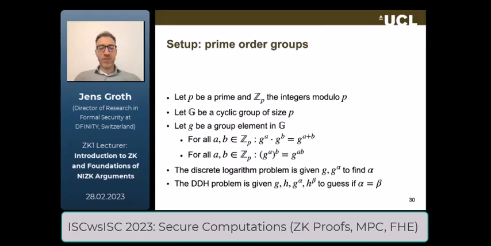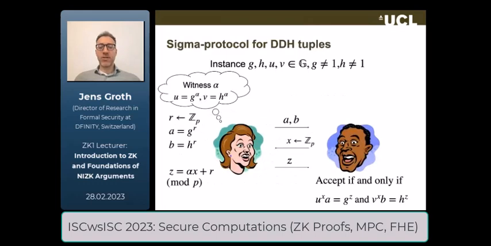Okay, another very well-known cryptographic problem is the decision Diffie-Hellman problem: given g, h, g^alpha, h^beta, try to guess if alpha equals beta or they're different. Okay, so I want to show you a Sigma protocol that something is a Diffie-Hellman tuple. So what we have is an instance g, h, u, and v. And the prover has a witness alpha that u is g^alpha and v is h^alpha, right? So here they have both the same discrete logarithm alpha.